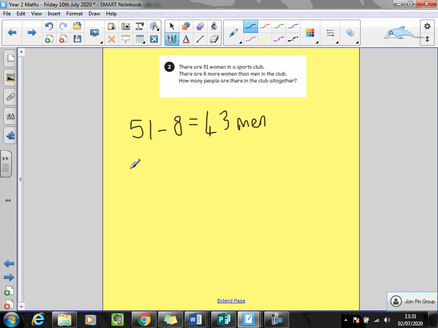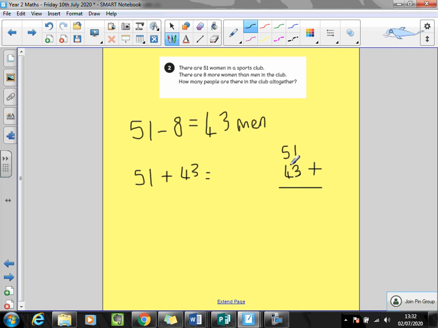How many people are there in the club altogether? Well, we know there are 51 women and we now know there are 43 men. So we're going to add them together. 51 plus 43. Again, you should know that answer just by using your knowledge of number facts and place value. But for those of you still relying on column addition, this is how we would do it.